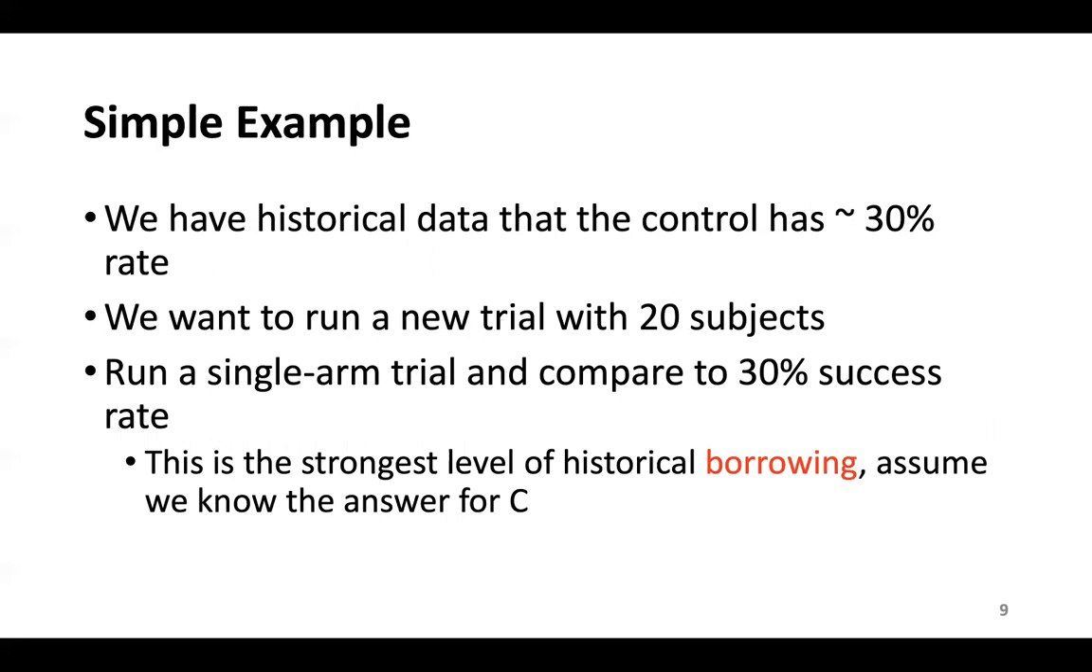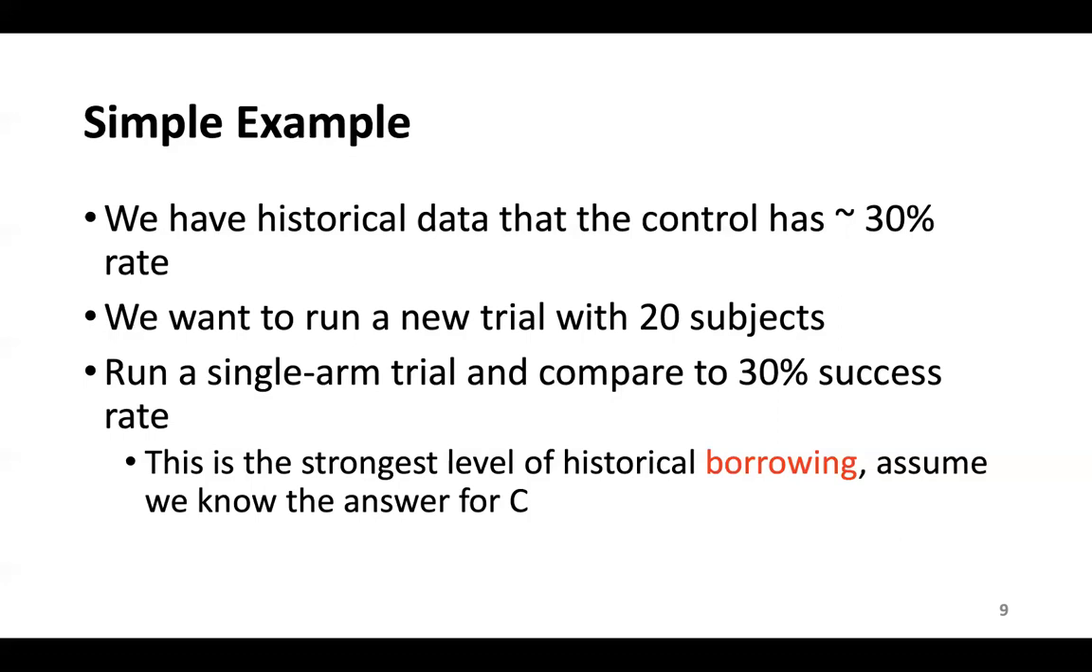So let's look at a simple example. We have historical data that the control has a success rate of 30%. We're measuring our therapies on a dichotomous outcome of success. Historically, we've seen the control have a 30% success rate in previous trials. We want to run a new trial with 20 patients.